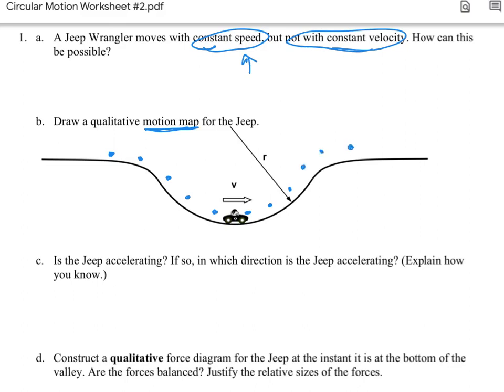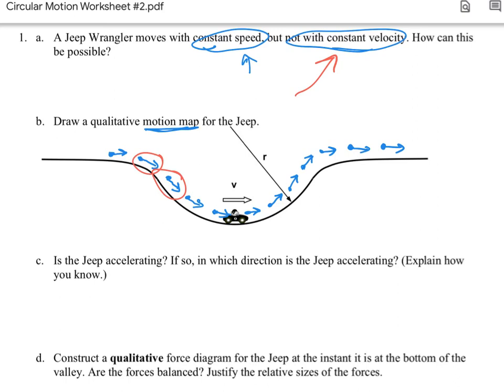But by drawing the motion map, it's going to help us see why its velocity is not constant. So the arrows are all pointing in the direction of motion at that instant. And if you notice, my arrows are constantly changing direction until it gets on the flat. So the fact that the arrows are pointing in different directions every instant, this arrow points in a different direction than this one, should lead you to understand why this isn't constant velocity.